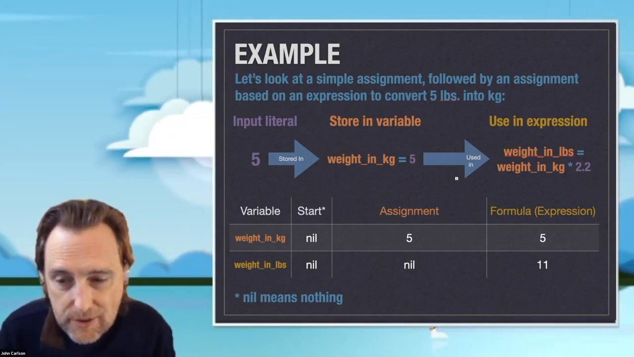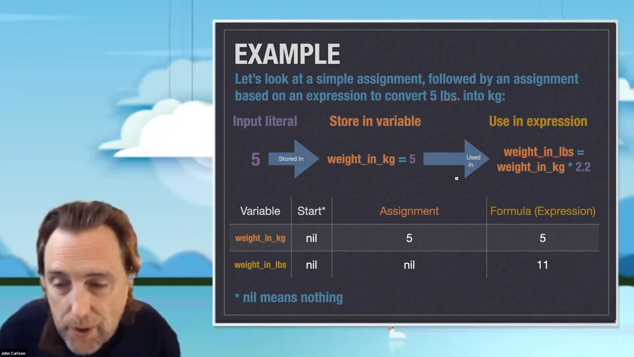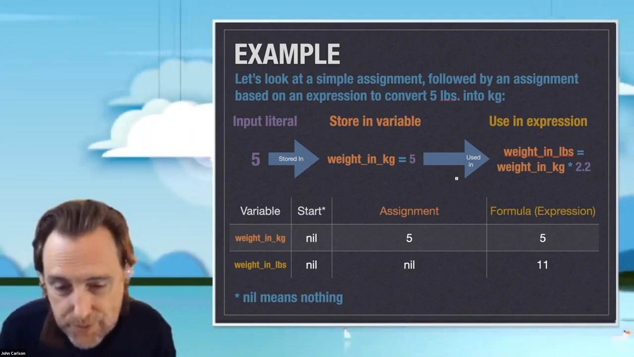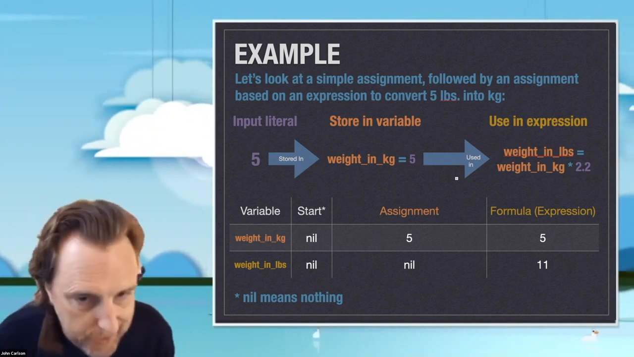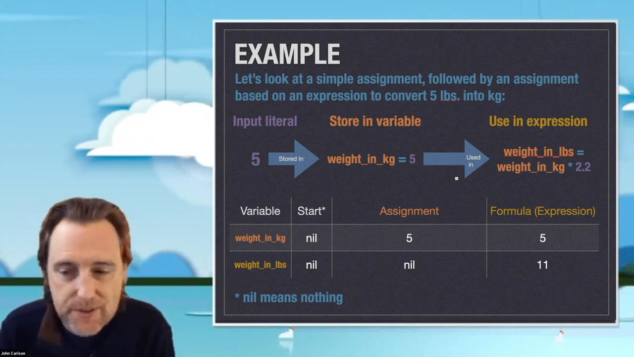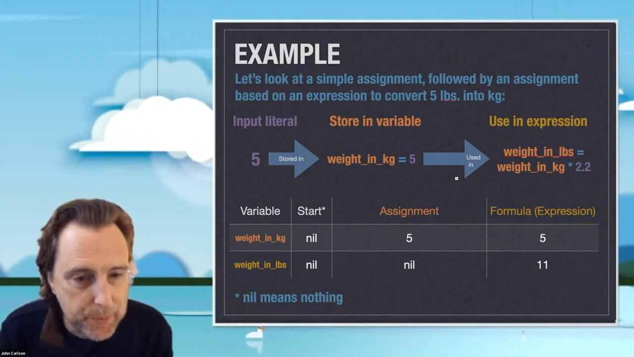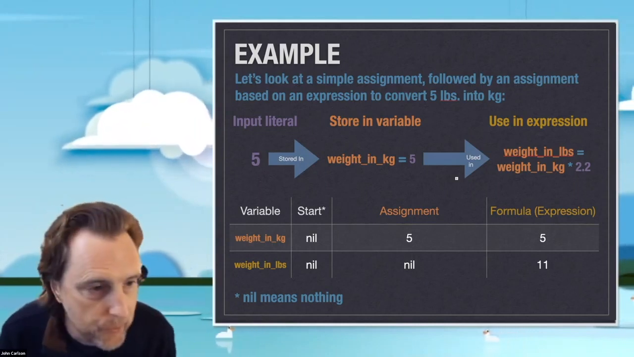You'll get an error like that if you try to do something with a variable that has no data in it. So just be aware that if you see nil in an error message, what it means is you need to start out with an assignment that puts data in it before you try to do something with it.